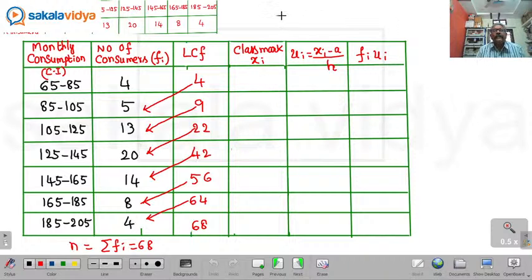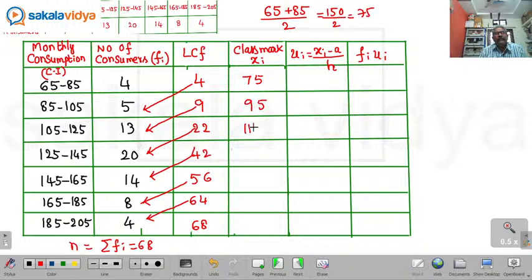Class mark. Class mark means 65 plus 85 upon 2. So that will be 150 upon 2, which is 75. So 75, write down. The class width is 20. Go on adding 20, and we'll get the class marks of the remaining classes. 75 plus 20, 95, 115, 135, 155, 175 and next 195. 1, 2, 3, 4, 5, 6, 7.